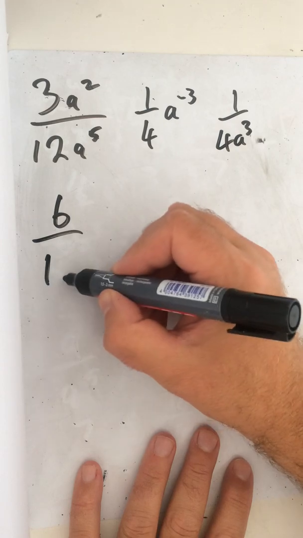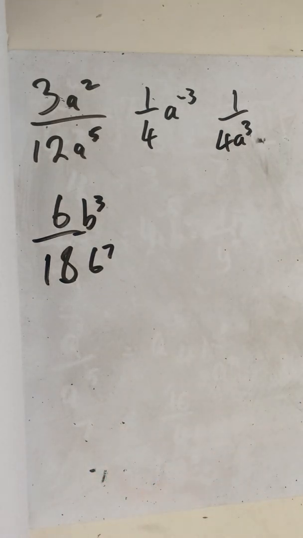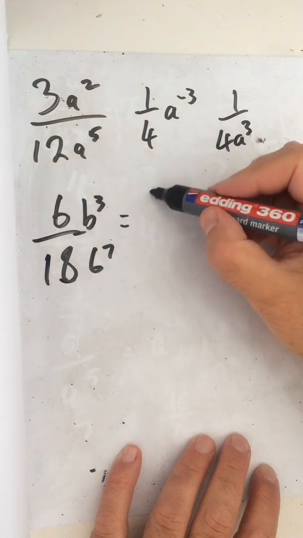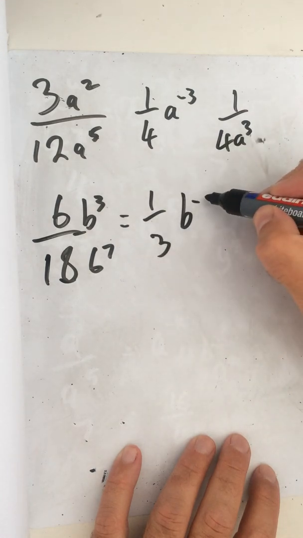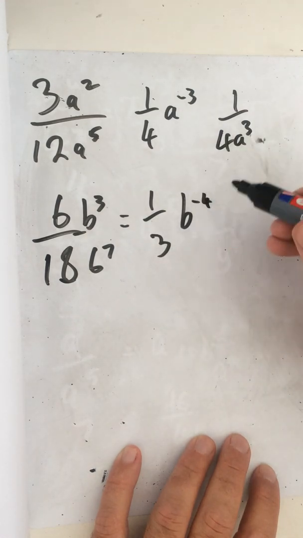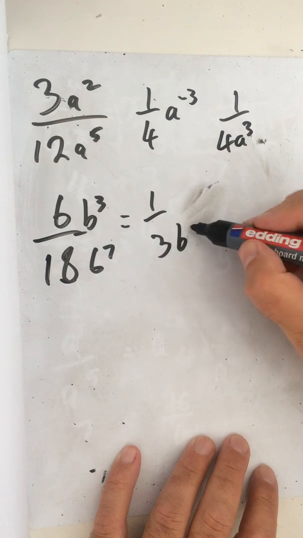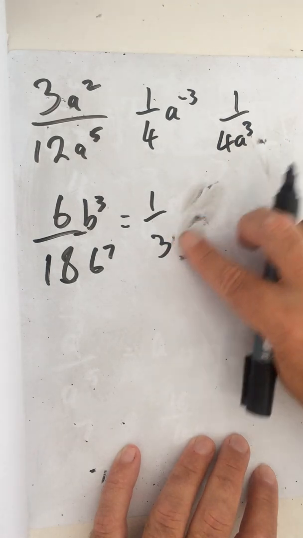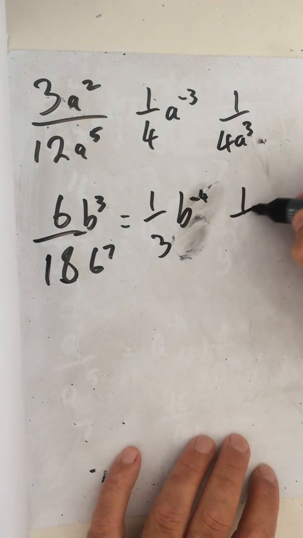Have a quick go of this one. Pause the video. So again, we're going to simplify this fraction to 1/3. This becomes 3 take away 7, so it's b to the power of minus 4. And actually, if we think about it, it's going to be down the bottom half, isn't it? b to the power of minus 4. Then we'll turn that into a fraction. We go 1 over 3b to the power of 4.